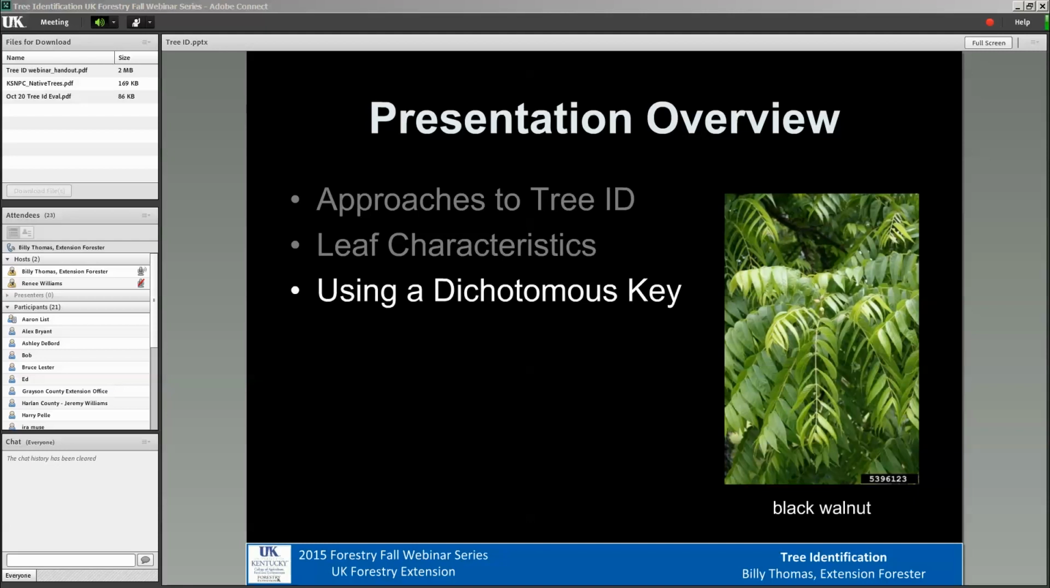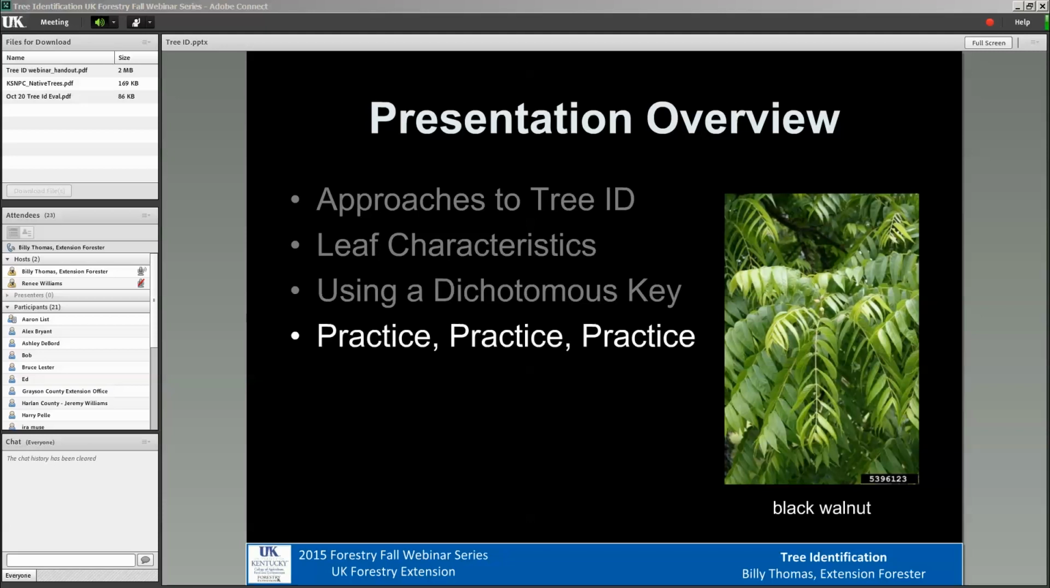The next thing we're going to talk about is how to use a dichotomous key. A dichotomous key is a simple tool that we can use to help narrow down which tree we're looking at. And after we go over what a dichotomous key is and give you an example of it, we'll have the time to practice a few of those. I've got a few species that we're going to try to identify together at the end of the night. I hope you'll work through those with me. And there will be a little bit of quizzes to see if you're paying attention at the end as well. So we hope you'll do that.